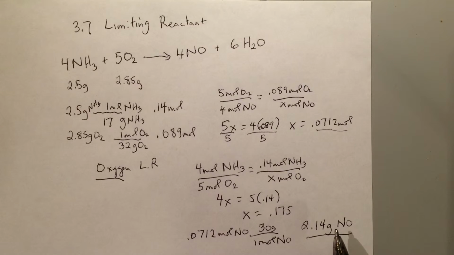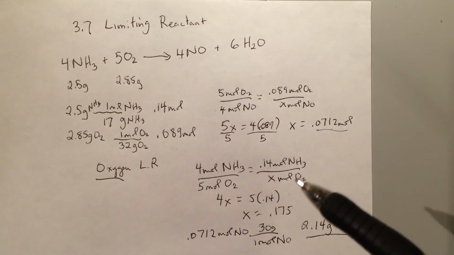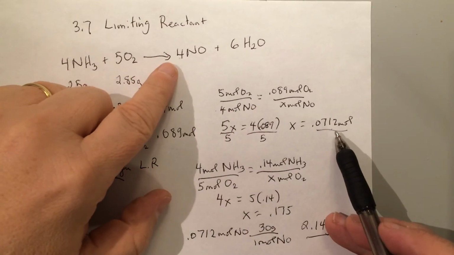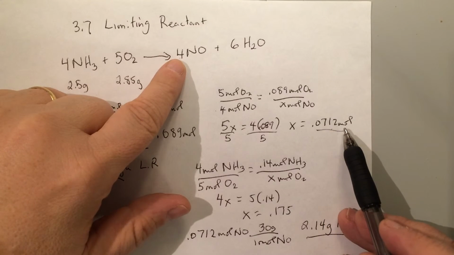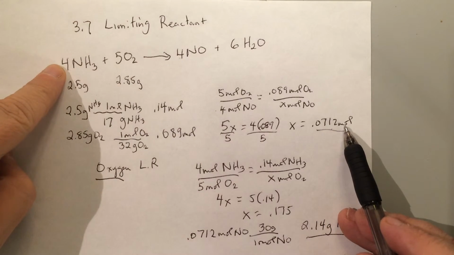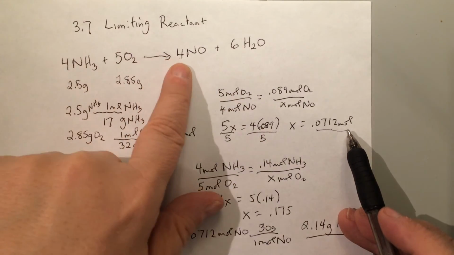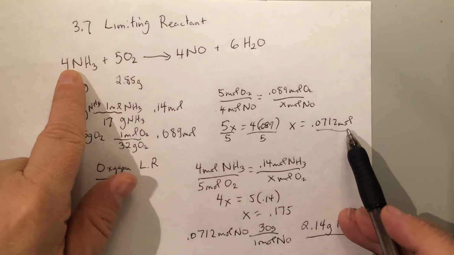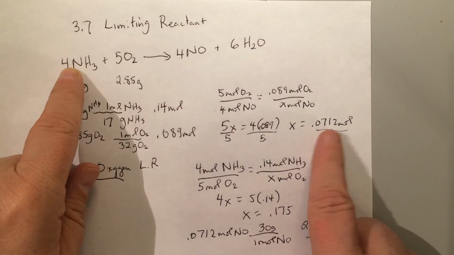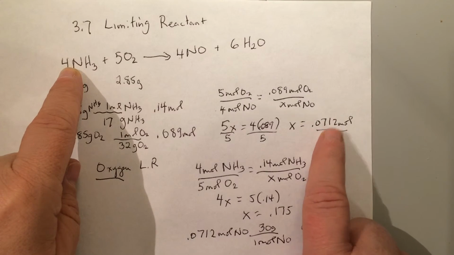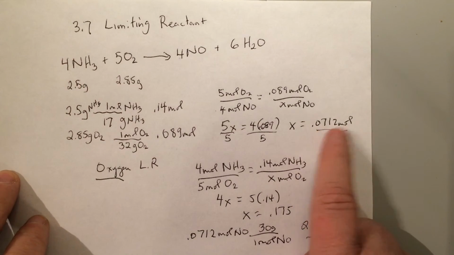And then the last question is, how much of the excess reactant remains after it is used up? Okay. Well, how much did we use? In order to make 0.0712 moles, how much of this did we use? So let's go backwards. We'll say that this is 4 to 4, that's a 1-to-1 relationship. We only used this much. We only used 0.0712 moles.